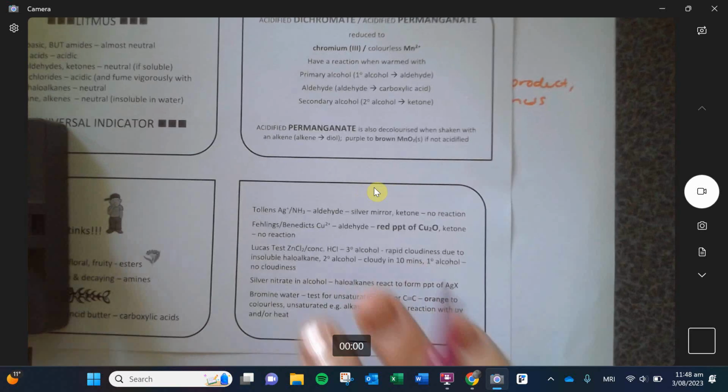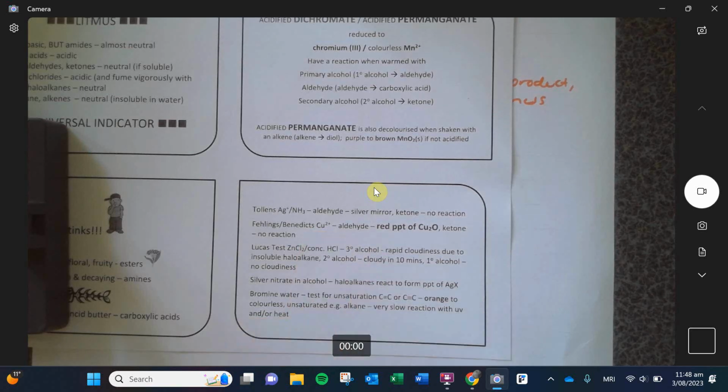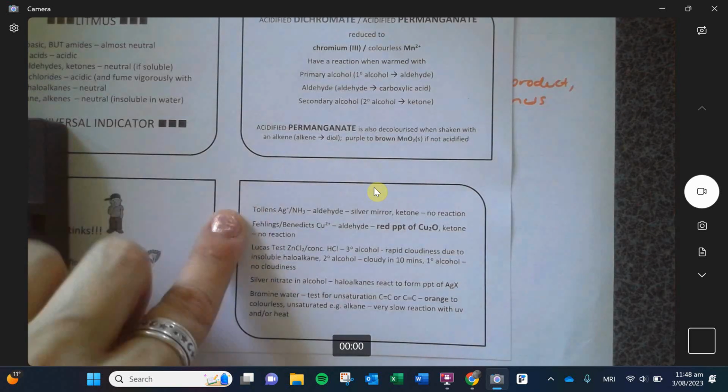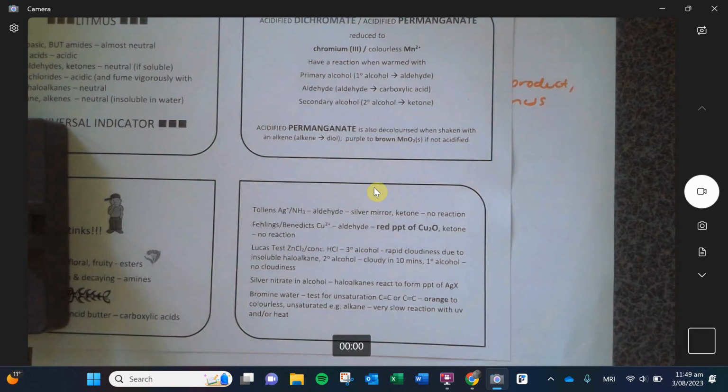Other things we have are Fehling's and Benedict's solution. That one has copper 2 as the ion, and that one will go from blue to red. So we get a red precipitate forming in that. So those are 3 ways to identify the aldehyde. There are, I should say, 4 ways because we have 2 with the dichromate and the permanganate.